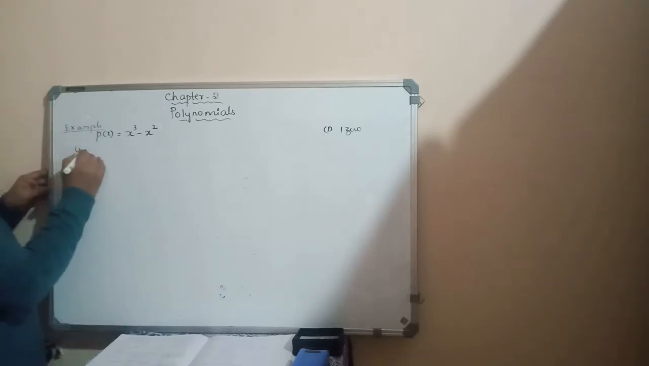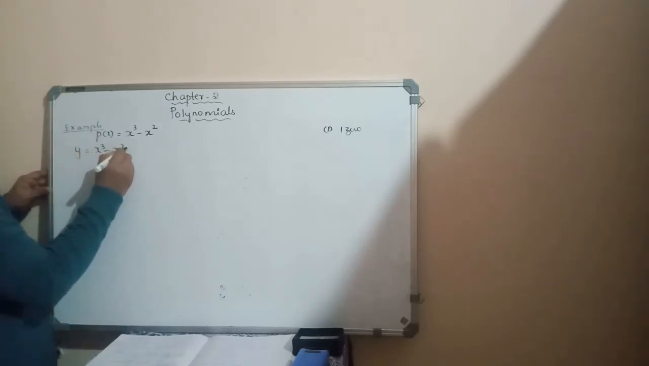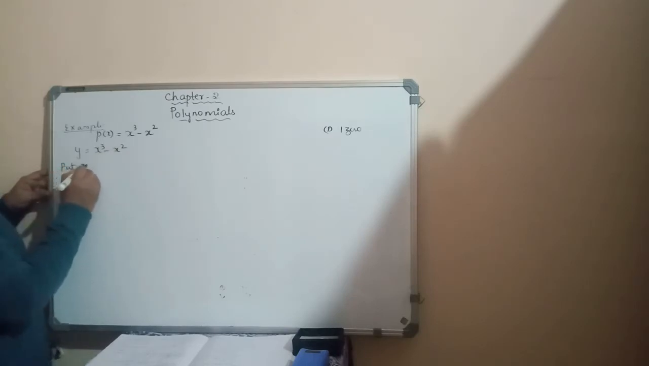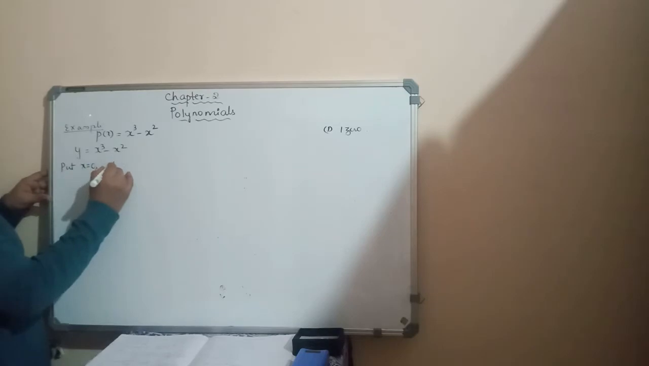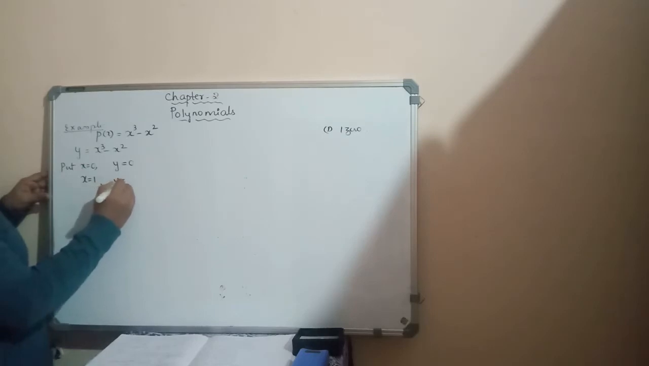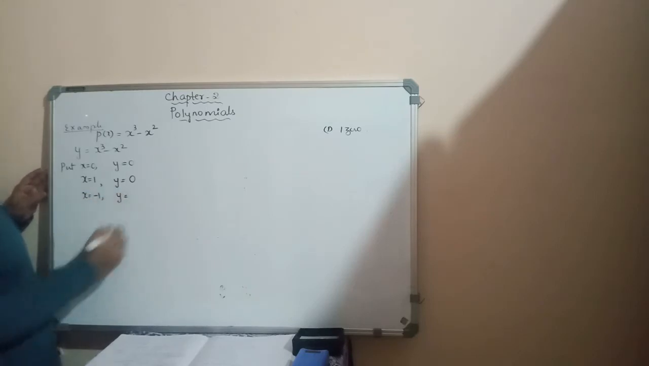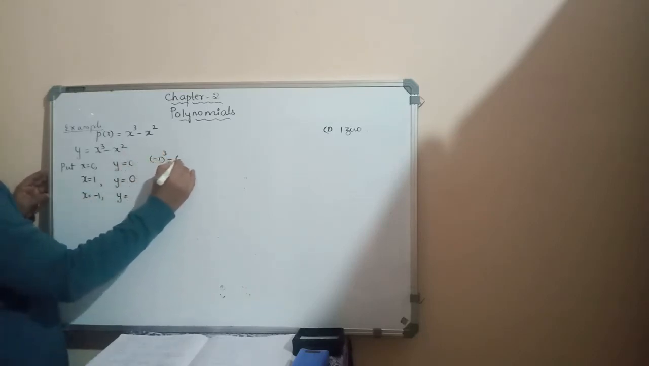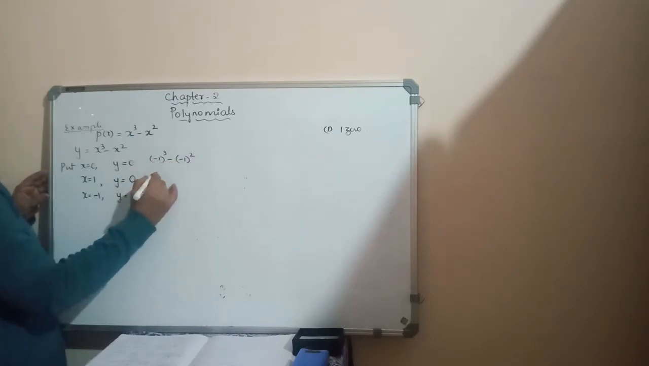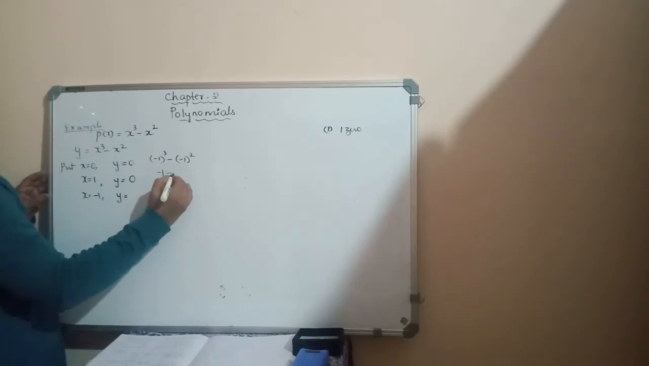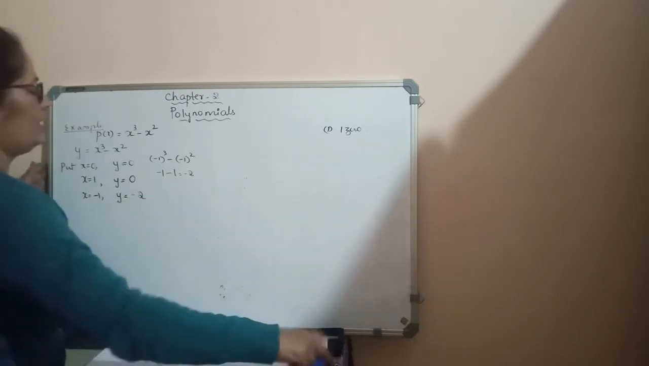Now, we will plot the graph for this polynomial by taking x as 0. When x is 0, then y is also 0. When x is 1, then y is 1 minus 1, that is 0. See here, 1 minus 1, which is 0. When x is minus 1, then y equals minus 1 whole cube minus of minus 1 whole square. So, minus 1, okay, then minus 1 whole square is plus 1, so which is minus 2. So, y is minus 2.